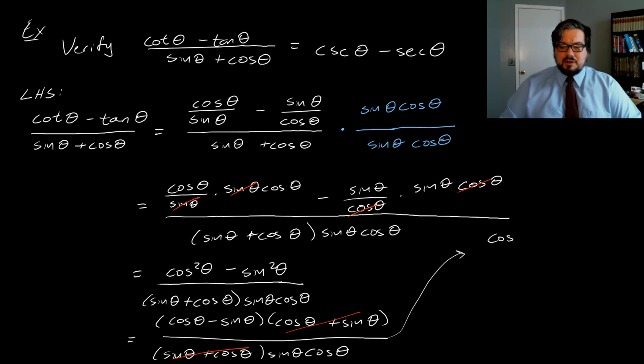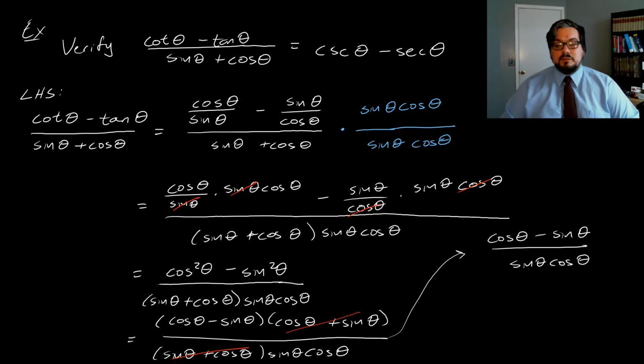So we're left with cosine theta minus sine theta over sine theta cosine theta. Now, at this point, we could try working backwards on the cosecant theta minus secant theta and see, well, it's not totally obvious how to get from this expression, the cosine theta minus sine theta, to cosecant minus secant. So let's put the cosecant theta minus secant theta down at the bottom and start working up from that.